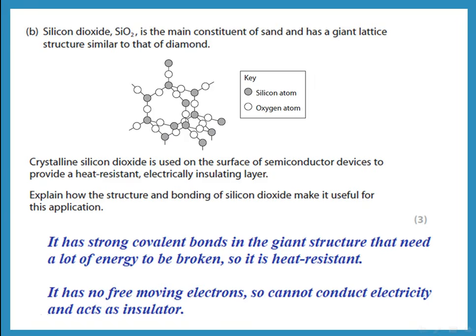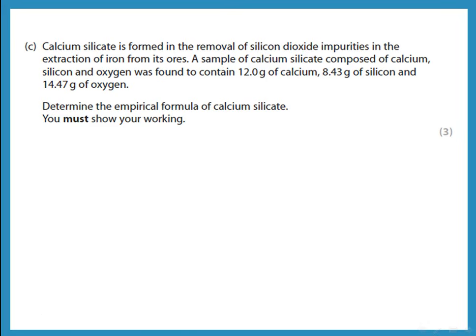This is because it has strong covalent bonds in the giant structure that need a lot of energy to be broken. Now, why is it that it is an electrical insulator? It doesn't conduct electricity since it has no free moving electrons, just as we said for diamond.